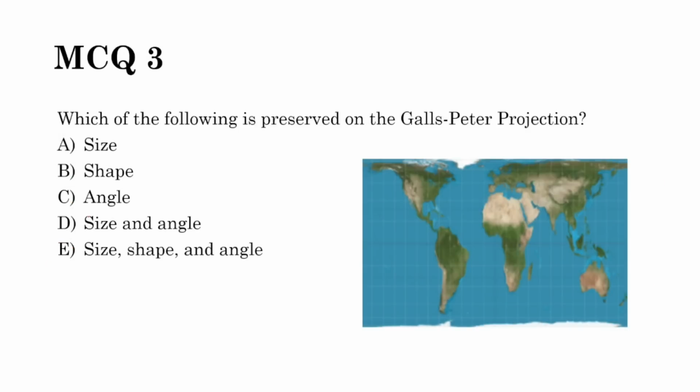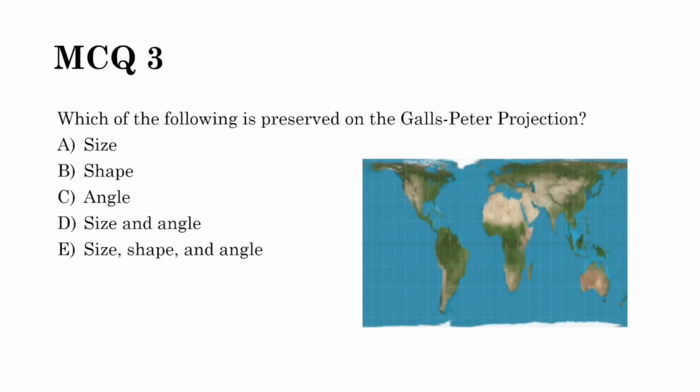All right, MCQ 3, which of the following is preserved on this projection? We're given the Gauss-Peters projection. If they ask you a question on the AP exam about a specific projection, they're going to provide you that projection. So there's no need in memorizing any of these projections. There are hundreds of them. And yes, we have some common ones like the Mercator, the Robinson, the Gauss-Peters projection, but don't bother memorizing those. That's just a waste of space. Pay more attention to more important concepts for the course.